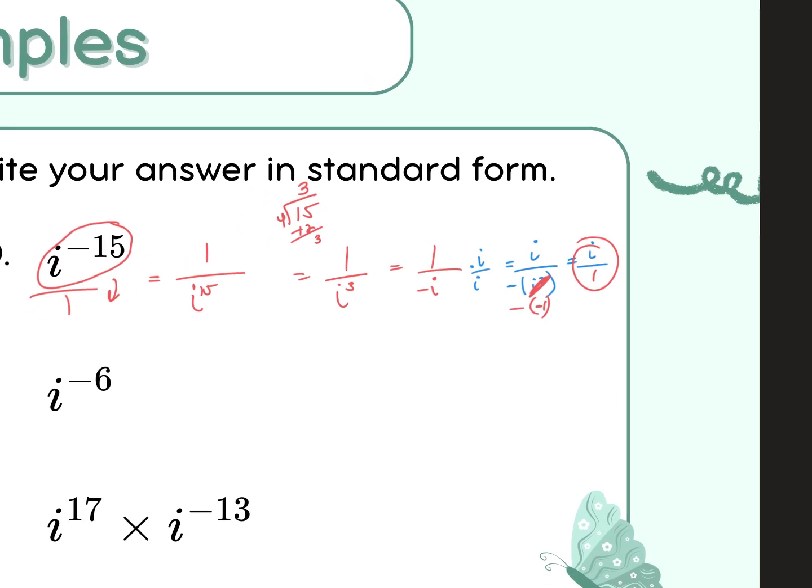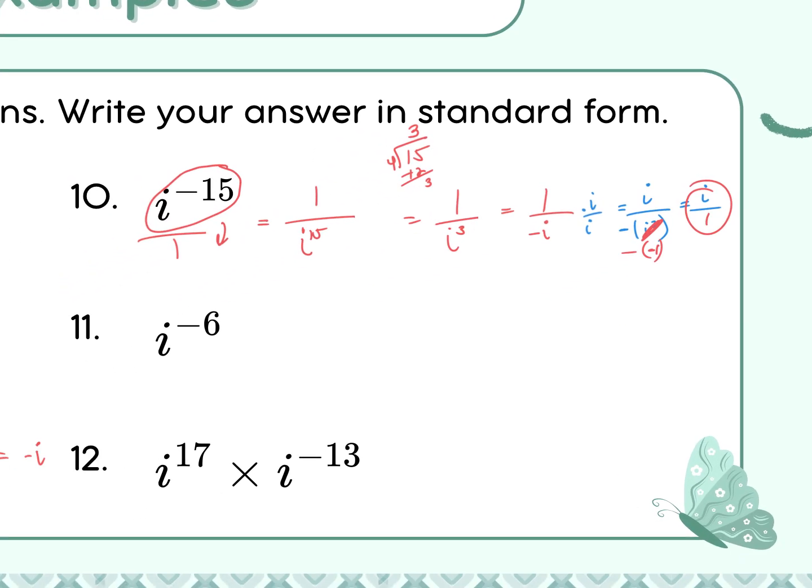The more you practice this, the easier it gets, I promise. How do I rewrite number 11? 1 over i to the 6, good. So now I got to figure out what my new problem is. I'm going to divide 6 by 4. How many times does 4 go into 6? 1 time, with how many left over? 2. Can I simplify that at all? Yep, we know the value of i squared. It's negative 1. So this just becomes negative 1.